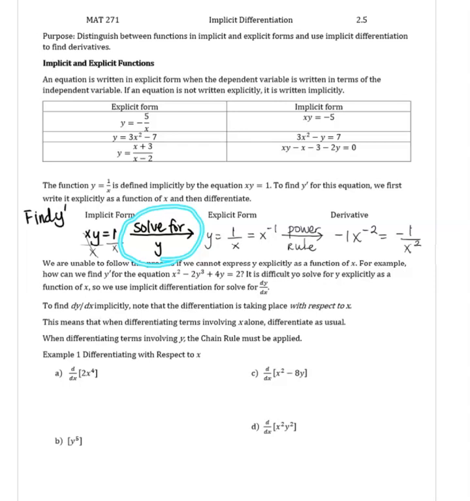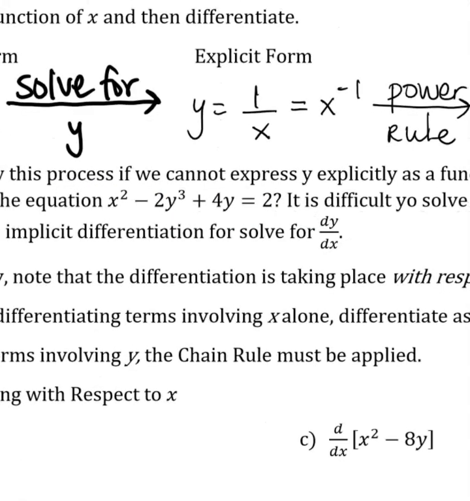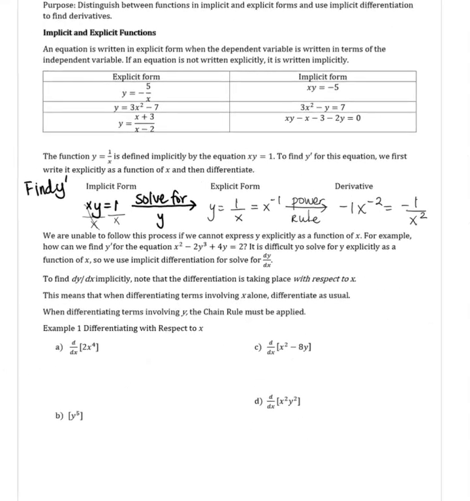We were able to solve for y and write it explicitly and then apply derivative rules that we already know. But what if we started with an equation like this? This is certainly written implicitly because that is not solved for y. Furthermore, it is difficult to solve for y in that equation. So how would we find the derivative? How would we find dy dx if we have something where it's difficult to solve for y? Well, the way that we would do that is that we would take the derivative implicitly.